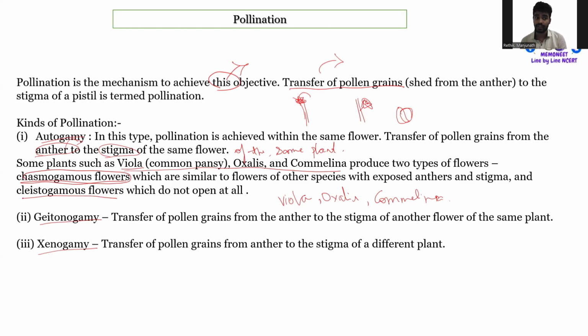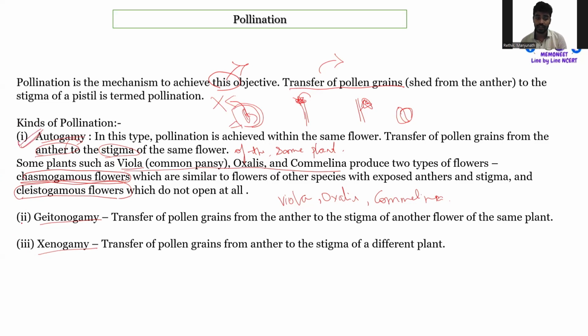The other kind of flower that we observe is the cleistogamous flower. In the cleistogamous flower, you will see a closed type of flower. When there is a closed type of flower, the chance of cross pollination is zero, because when the pollen grain is released in the closed flower, it has to get transferred to the stigma of the same flower. Since it is closed, there is no chance of the pollen grain escaping. So obviously that also comes under autogamy. This was all about the very first kind of pollination, that is autogamy.